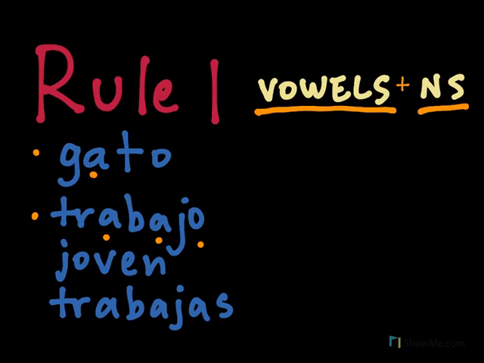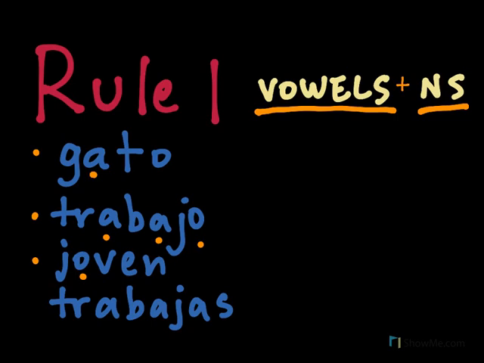Joven ends on N, so it belongs to rule 1. In order not to have a written accent, the stressed or tonic syllable should be the O in joven, which is the penultimate, also known as one before the last. It falls in there, and that's why this word does not have a written accent.